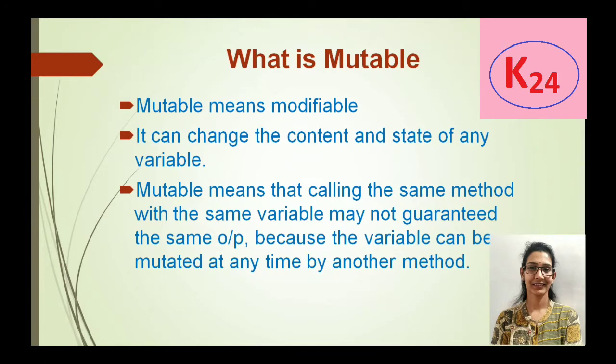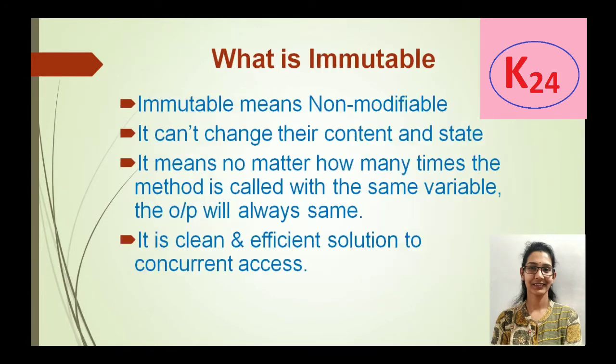Now the next is immutable, and immutable means non-modifiable. It means it cannot change its content and state. It means they cannot be changed after they are created. So it does not matter how many times the method is called with the same variable, the output will always be the same. And immutable is a clean and efficient solution to concurrent access. Examples of immutable objects are all primary data types like integer, float, string, tuple, etc.